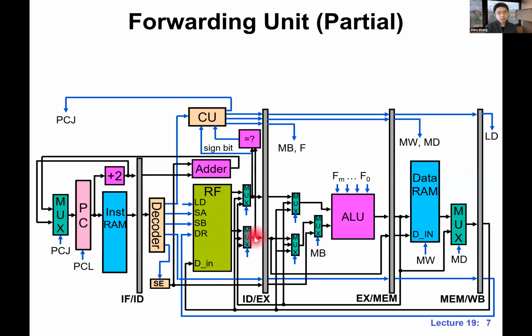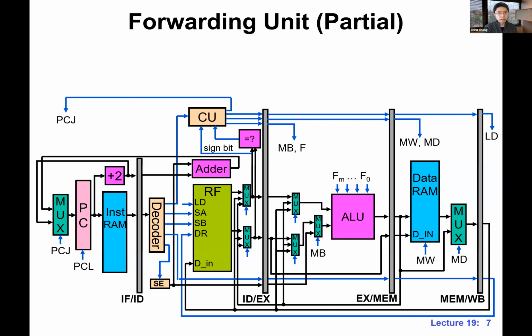right? So this could be forwarded from the mem stage. So this is where we take this path. We have this feedback path, or some data can be forwarded all the way from the write back stage. That's where we take this path. That's where we have these muxes for the ID, and in some cases we also forward to EX. That's where we also introduce additional muxes here, right?